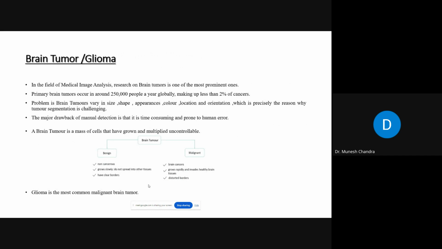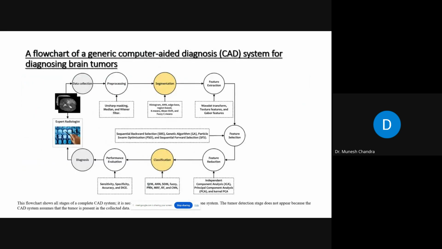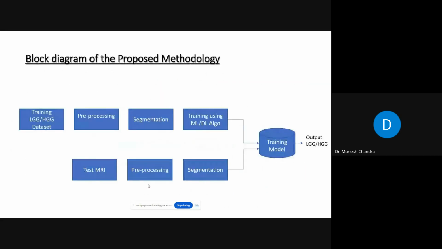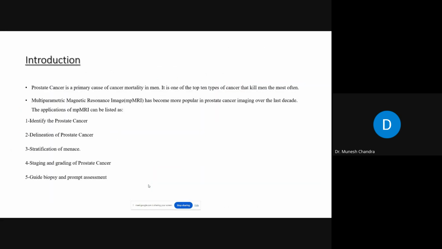Prostate cancer, you can say, occurs basically in men only. And if you see the death rate of prostate cancer, it is increasing day by day. If we are able to identify prostate cancer at an early stage, then we can reduce the death rate of men. Multi-parametric magnetic resonance imaging (MPMRI) has become the most popular in the identification of prostate cancer, because here the MRI image is multi-parametric.